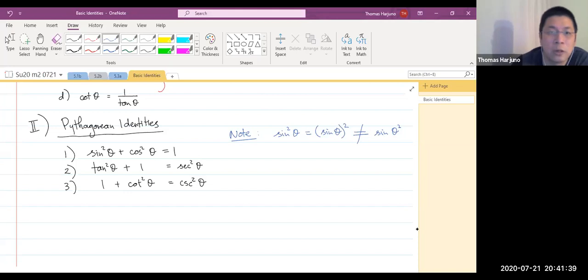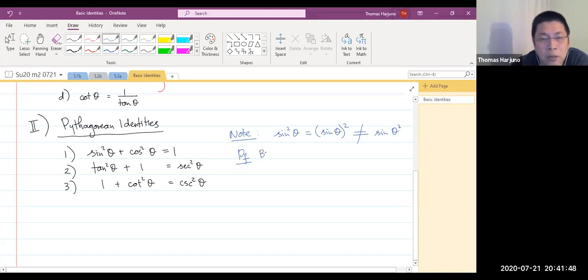Okay, now proof. Proof for B2-1. I hope you understand my coding: B for the basic, 2 for the second group, Pythagorean identity, and the 1 is the first identity in that group. Okay, proof. We start with this.